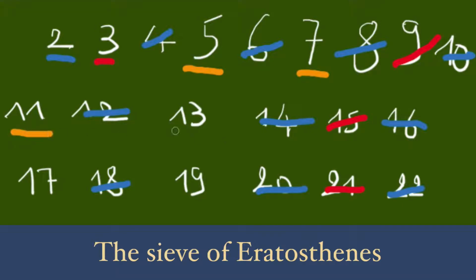11, 13, 17, 19. So we have done: the prime numbers up to 22 are the underlined numbers, the unstriped numbers. They are 2, 3, 5, 7, 11, 13, 17, and 19. There are 8 of them, you can count.